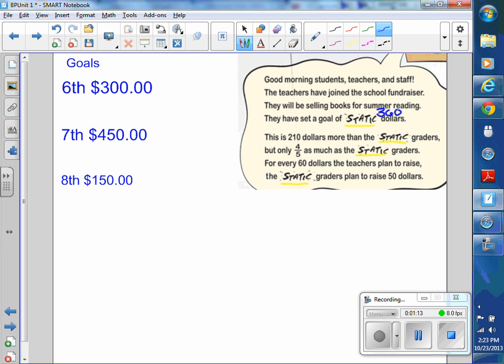Okay, so Peter's saying 360 here, and this is $210 more than the 8th graders, but only 4/5 as much as the 7th graders. And for every $60 the teacher plans to raise, the 6th graders plan to raise $50. So we're going to check his work, okay?